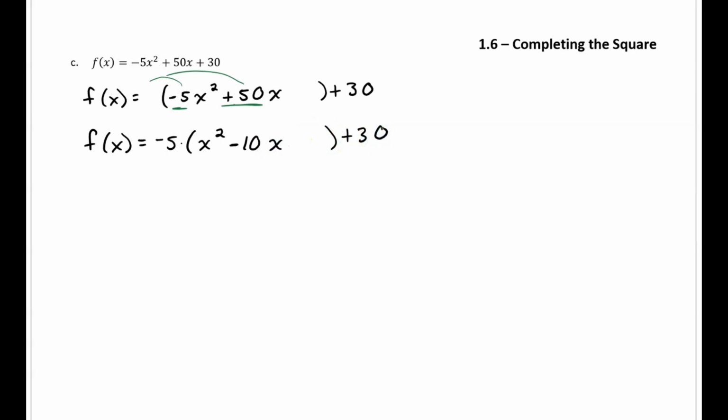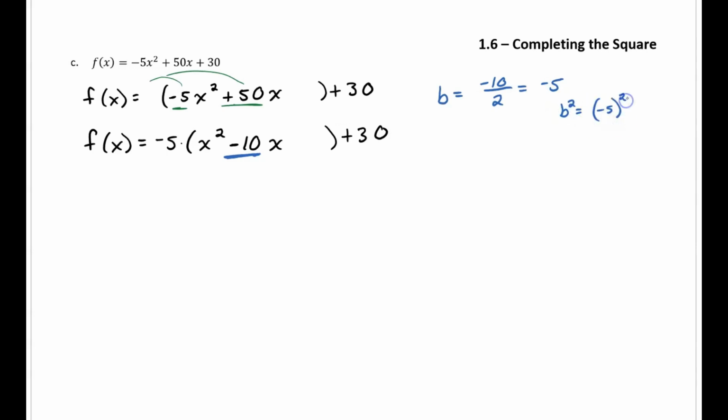plus that 30. Okay, so we factored out the 5, we factored out the negative to get this x squared. That's the only way this process works. Okay, now let's go to the process. Let's take that b value. In this case, it's negative 10. I take negative 10, I divide it by 2, and that's going to give me a negative 5. But I also need to know the b value squared.